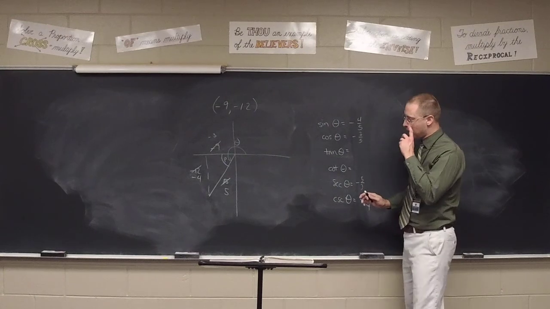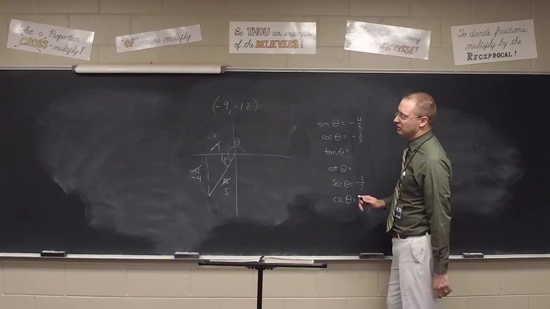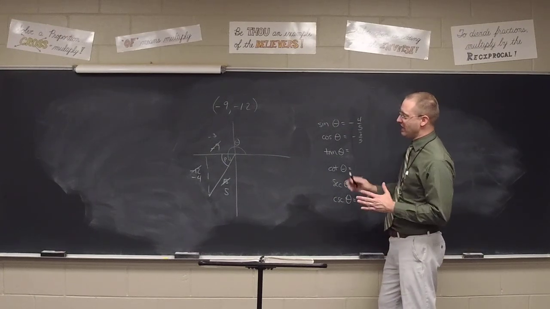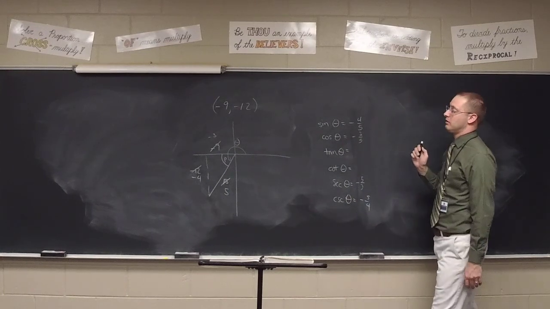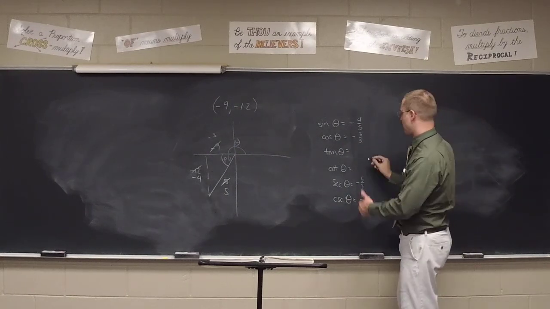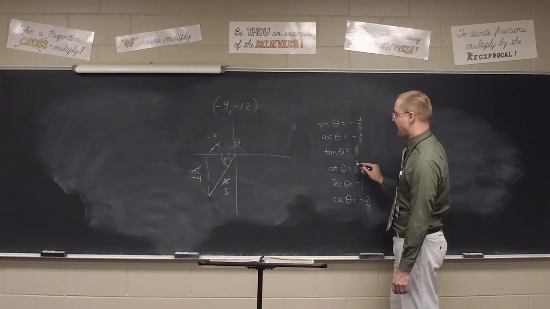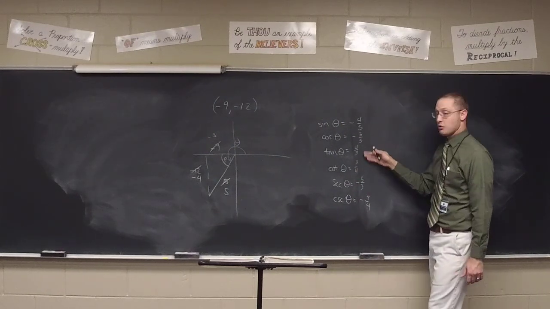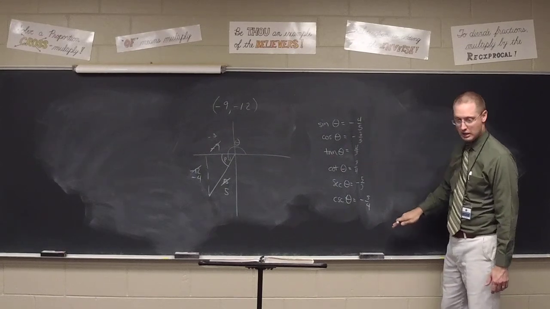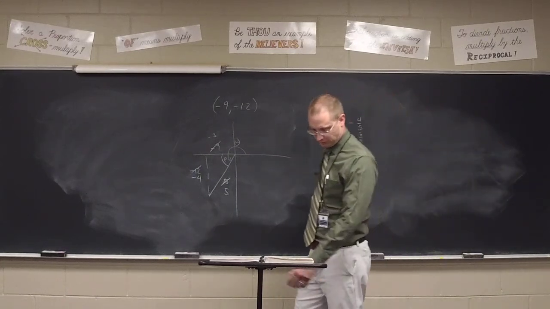Tangent, what over what? Opposite over adjacent. TOA, right? So -4 over -3. The negatives cancel. We get 4 over 3. So, cotangent 3 over 4. Again, ASTC. We would expect tangent, cotangent to be positive. Everything else negative. Questions on this?